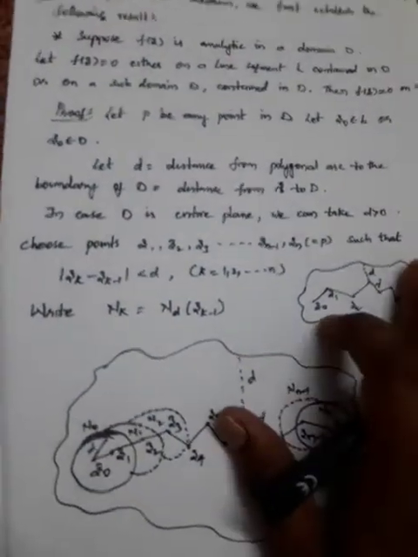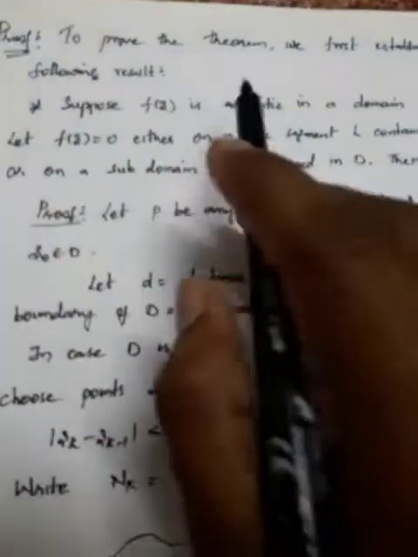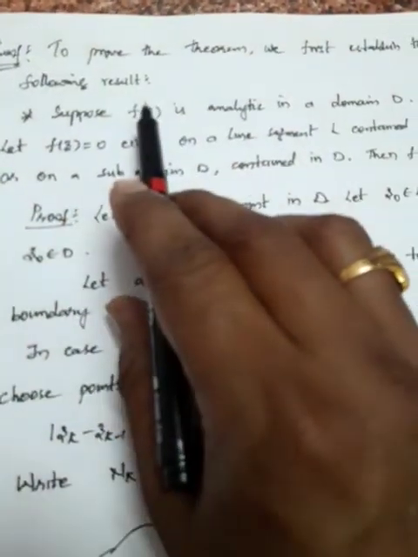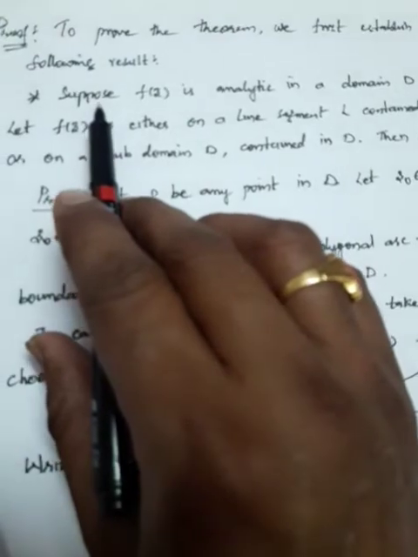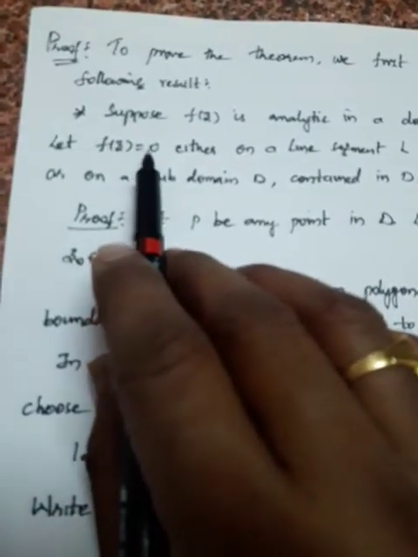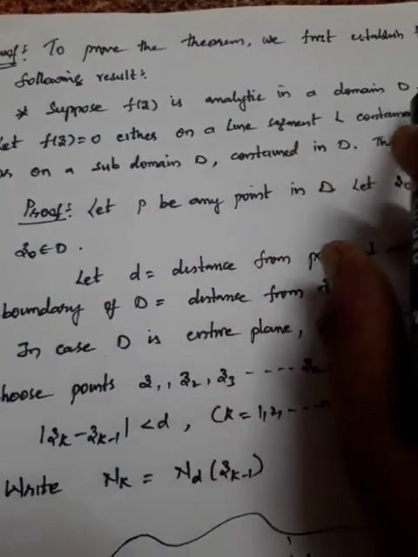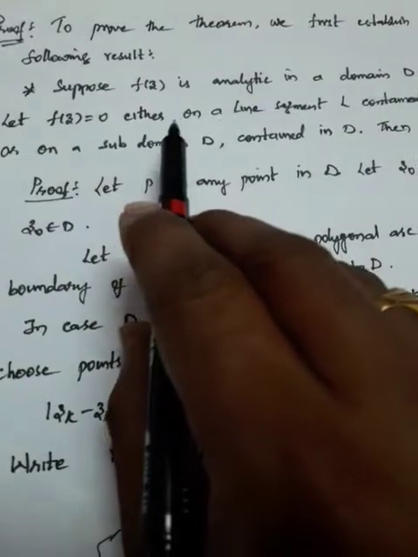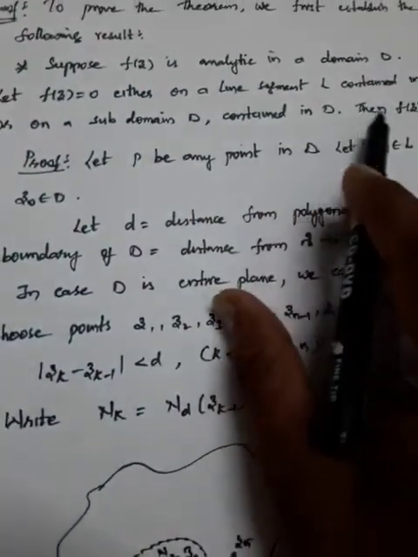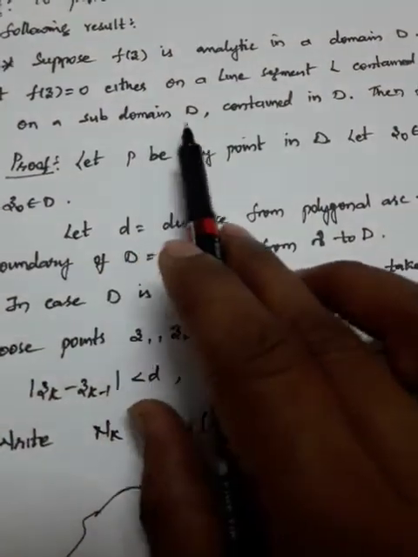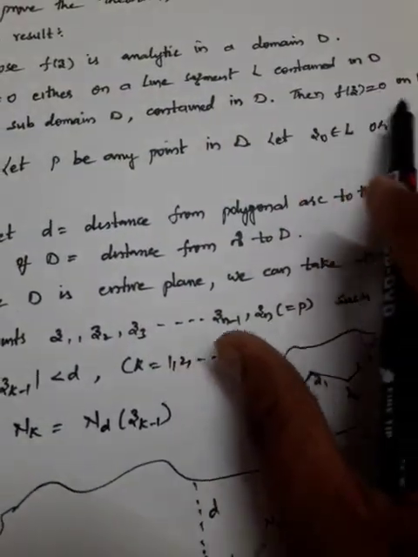Now this is how we can write. To prove the theorem, we first establish the following result. The result is: suppose f(z) is analytic in a domain D, and let f(z) be equal to 0 either on a line segment L contained in D, or on a subdomain D' contained in D. Then f(z) is equal to 0 on D.